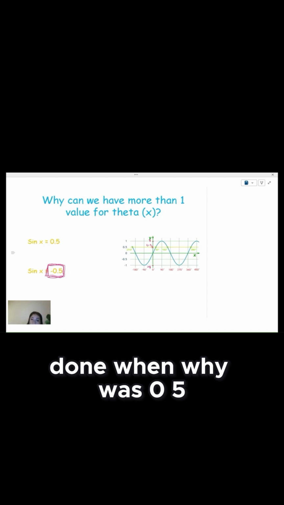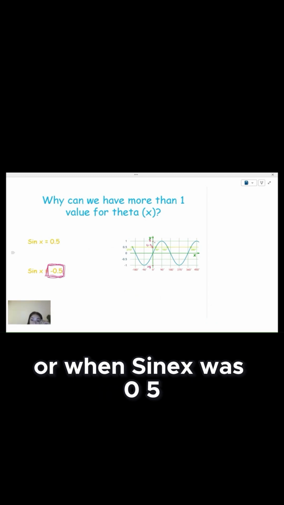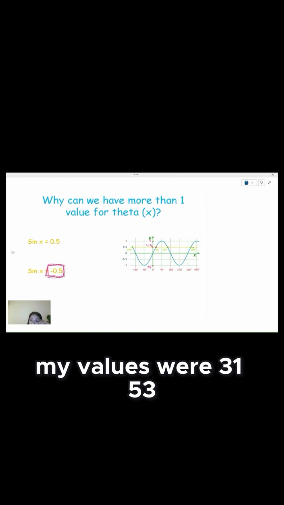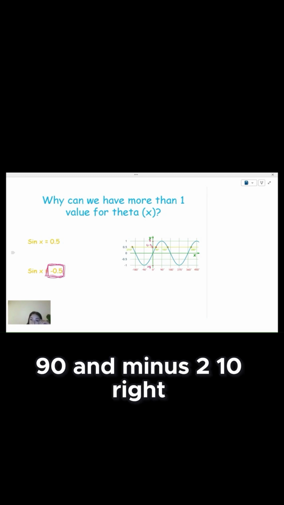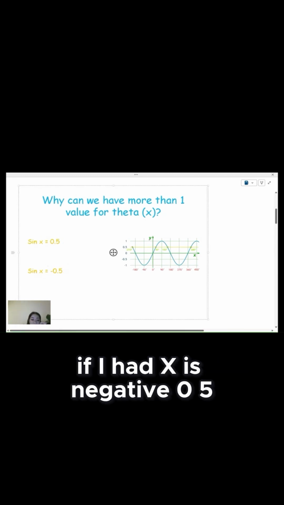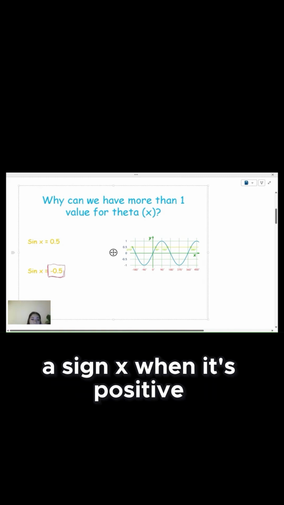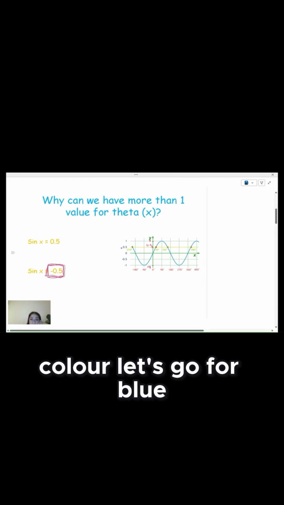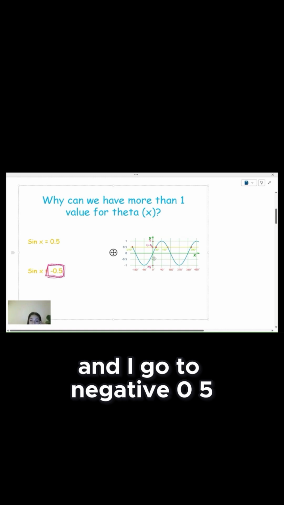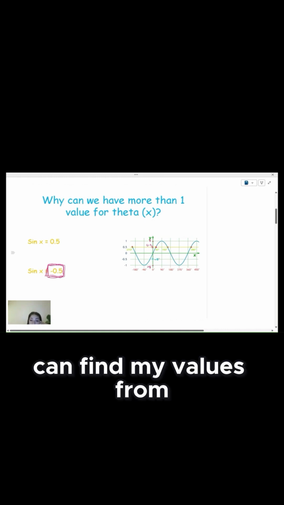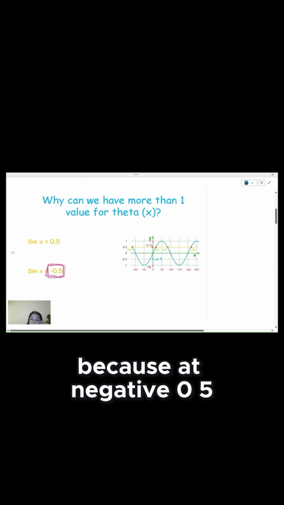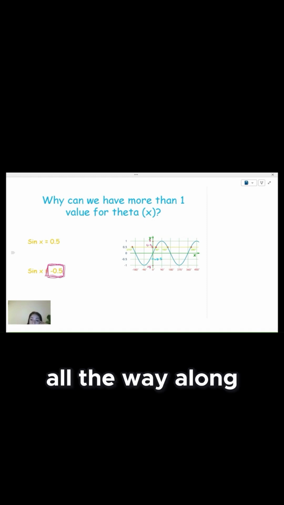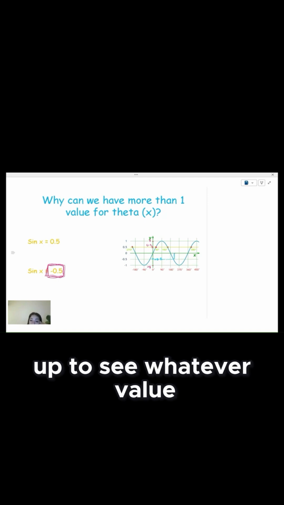When sine x was 0.5, my values were 30, 150, 390, and minus 210, right? If I had sine x is negative 0.5, and there's a reason why I'm showing you sine x when it's positive and sine x when it's negative. Now, if I go to the negative part, let's pick a different color. Let's go for blue. And I go to negative 0.5, in the same way, I can find my values from the graph. Because at negative 0.5, I just keep going all the way along until I hit the line. And then I go up to see whatever value that's going to be.